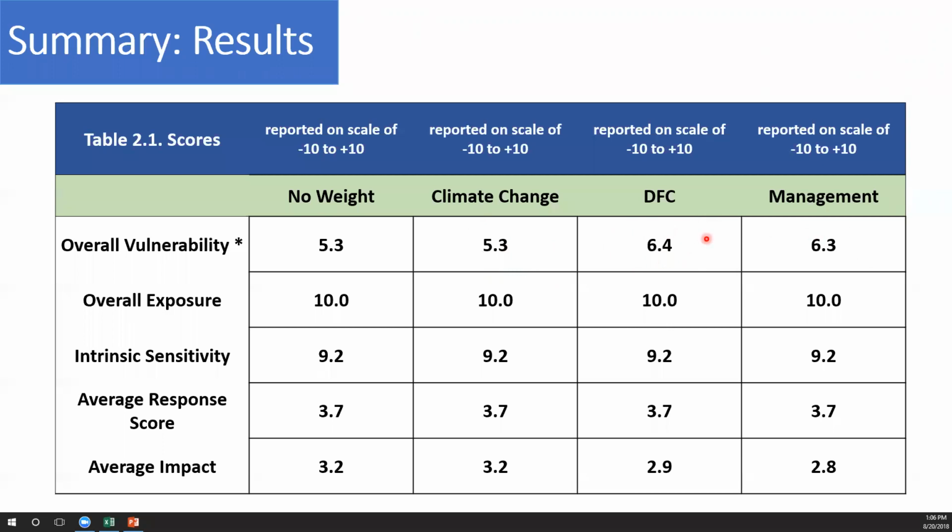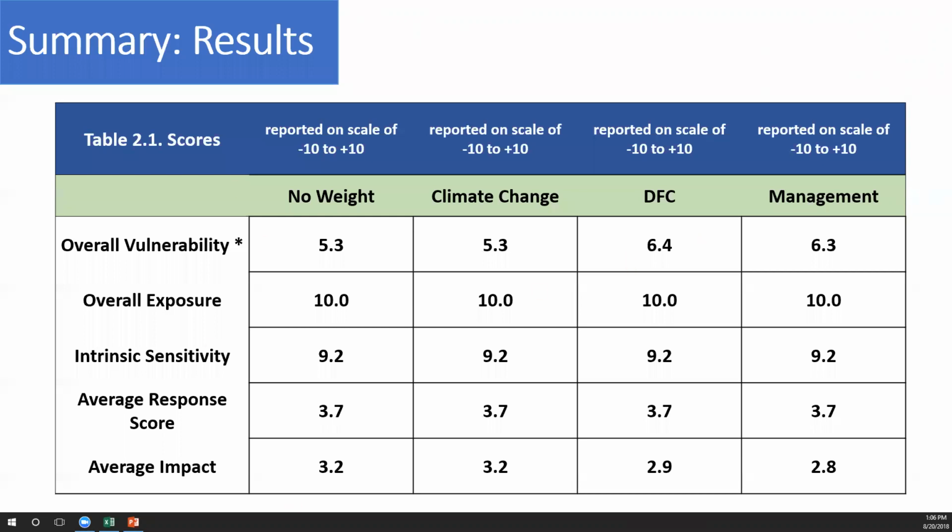And that's because those elements that were considered most important or most relevant, I guess, for this particular study were actually expected to have a negative response to fire regime change. And so that drove this vulnerability score up. If those characteristics were actually expected to have a positive response, we would have seen this score go down.